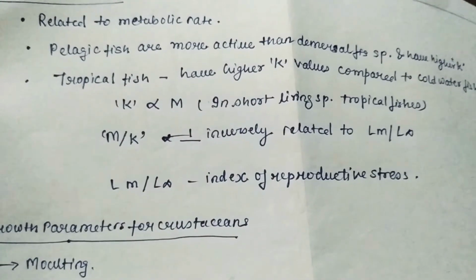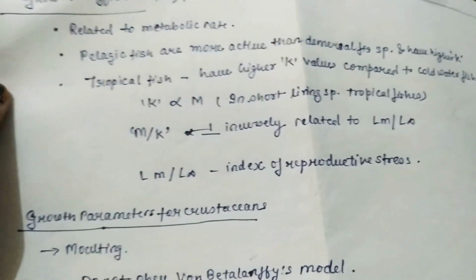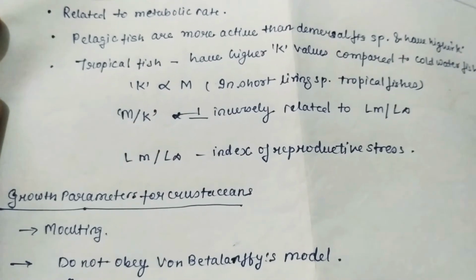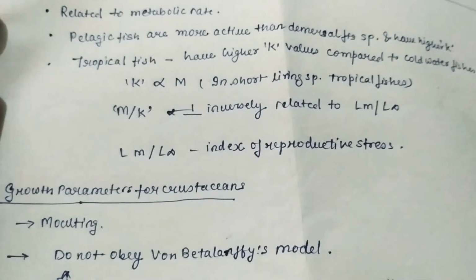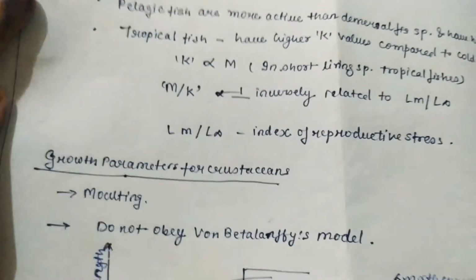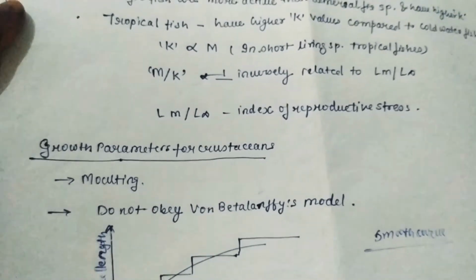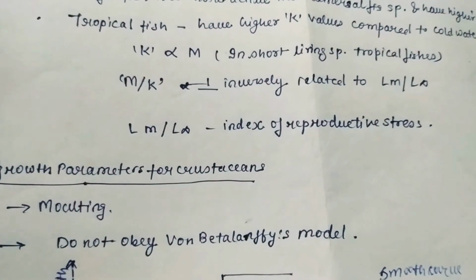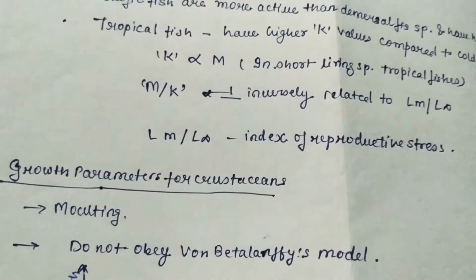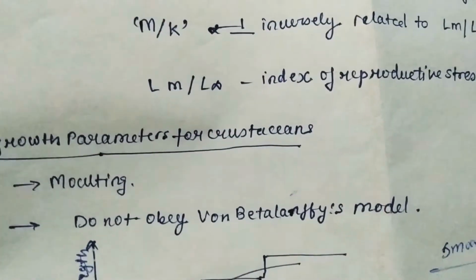And tropical fishes have a higher K value compared to cold water fishes. So we have to just know all this. K is directly proportional to M, where M is the mortality. In short living species, that is tropical species, M and K are inversely related to Lm upon L infinity, and Lm upon L infinity is actually the index of reproductive stress.